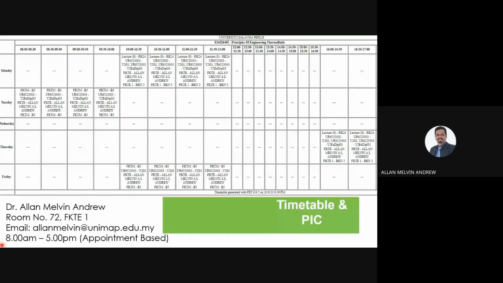The consultation hour will be from 8 a.m. until 5 p.m., during the working hours. So please don't contact me after the working hours. I already told this so many times to the other batches also, but I always receive WhatsApps or calls late at night. So please cooperate and keep the contact time between 8 to 5, unless it's a very urgent matter that you really need to contact me about, then it's okay.